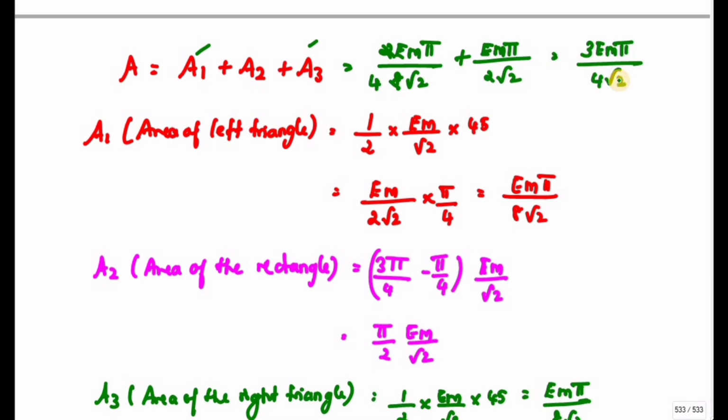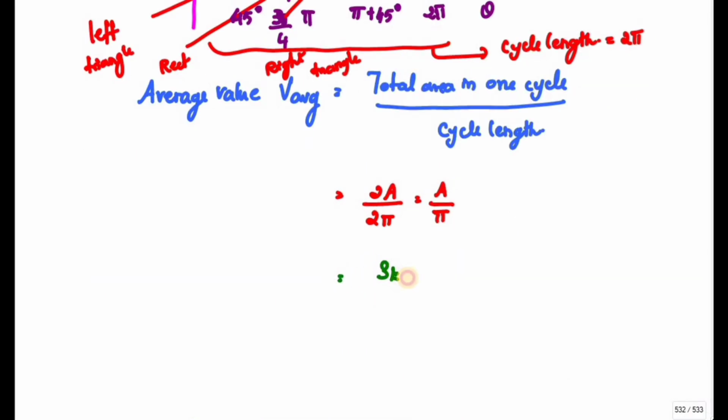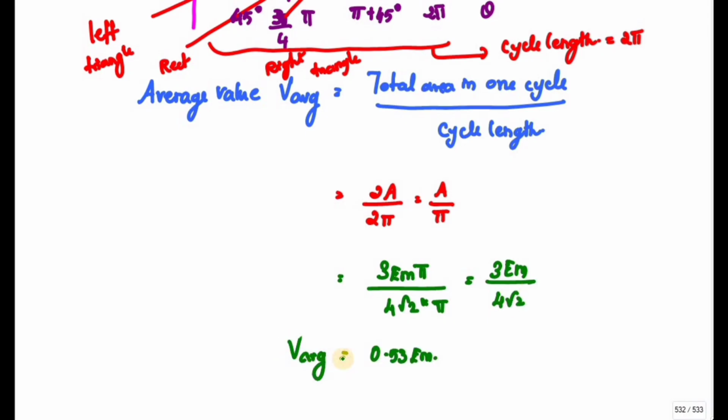So you substitute this in the average value formula for the value of A. So V average is 3 EM pi divided by 4 root 2 pi. The pi gets cancelled. So you get 3 EM divided by 4 root 2. So 3 divided by 4 root 2 value is 0.53. So this is my V average value.